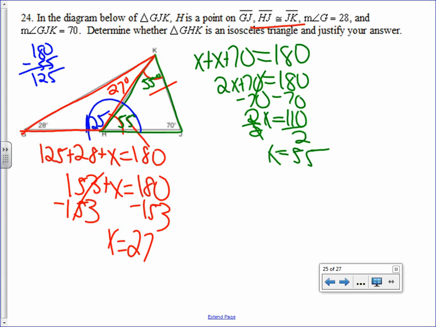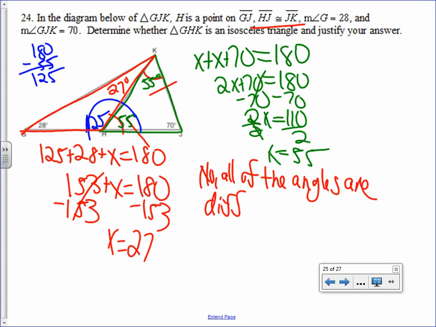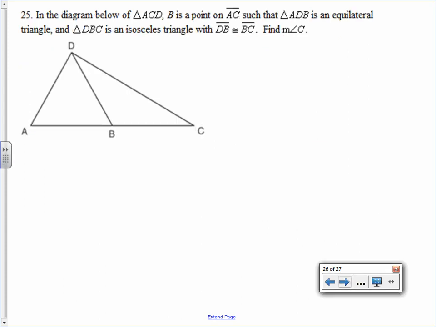It's asking whether triangle GHK is isosceles. That's the red triangle. And justify our answer. Well, are 2 angles the same? No, they're all different. All of the angles are different. One more.